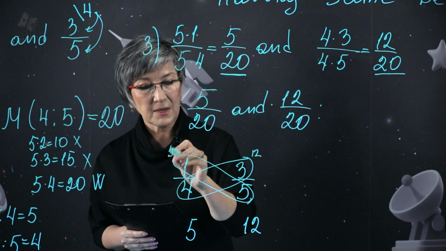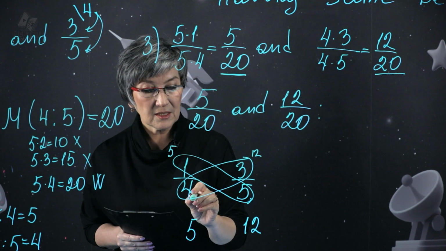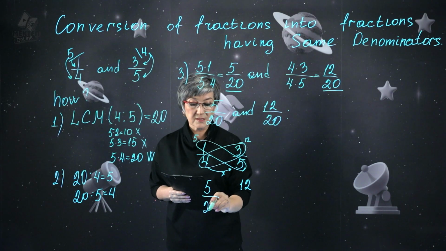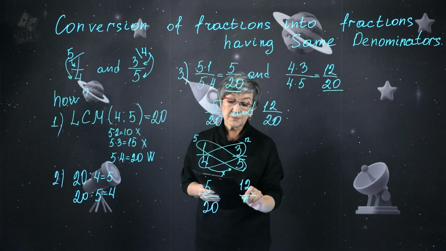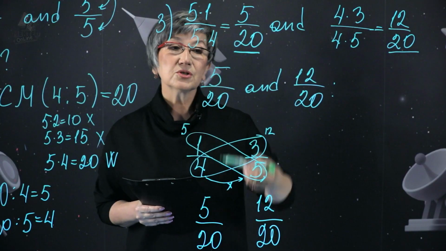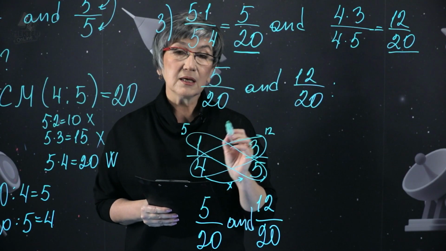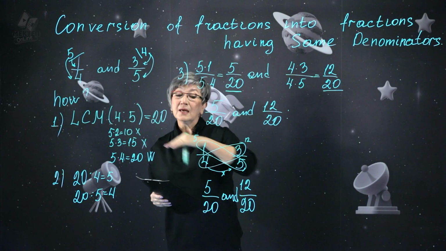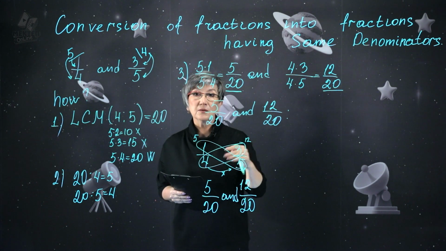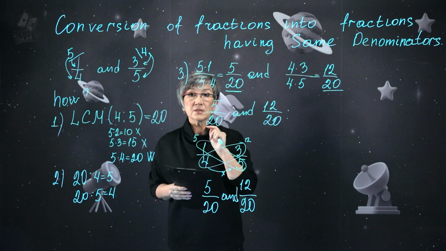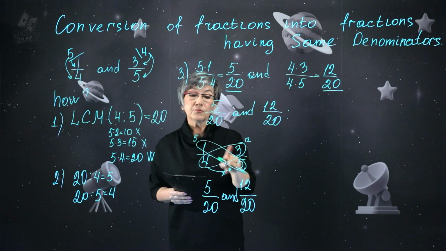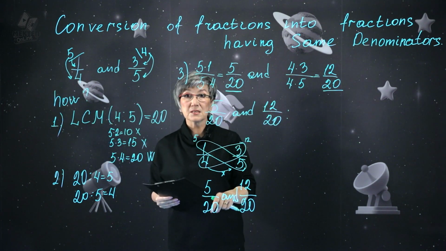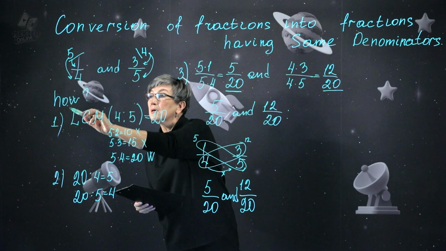Proceed. Additionally, I have 5 and 4: 5 multiplied by 4 will be 20, and 4 multiplied by 5 will also be 20. As a result, the same fractions were obtained. In this way, we can use the least common multiple or multiply in this way. One single remark: when we multiply by the second method, you may get a large denominator. We need to take the smallest one.